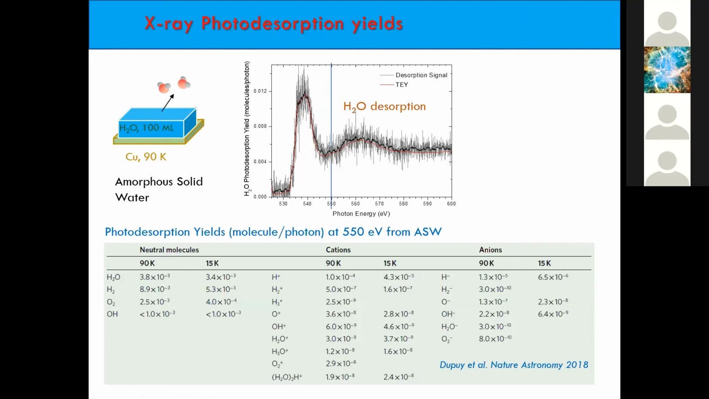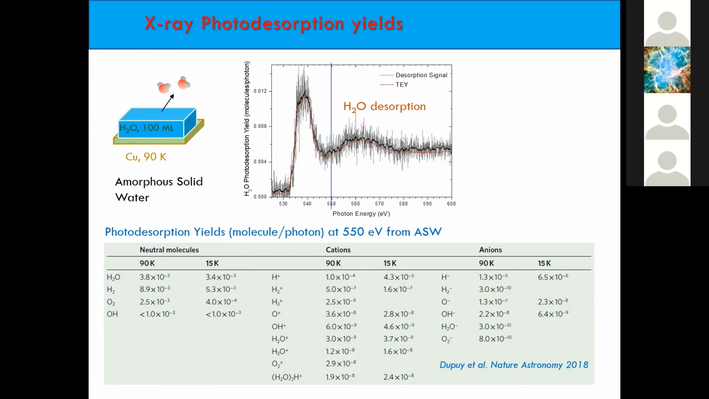And let's see this example with a water sample of 100 monolayers that has been grown on copper. We see in black the photodesorption signal as a function of photon energy. And you see in red, simultaneously, the total electron yield giving you the absorption. So you see that they match perfectly.